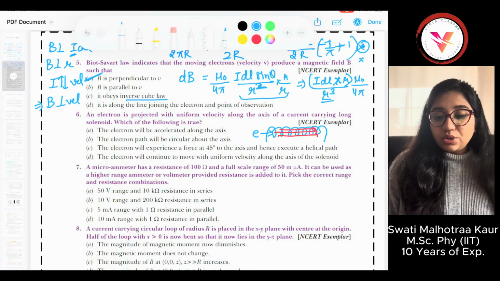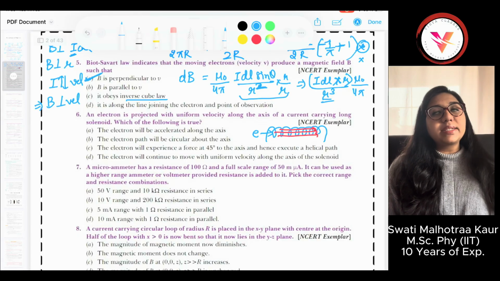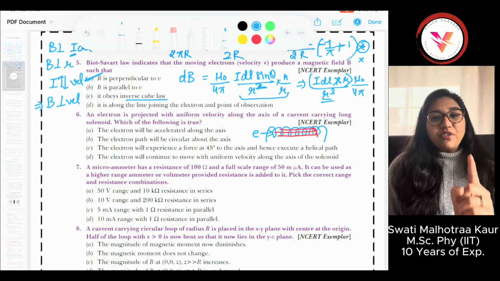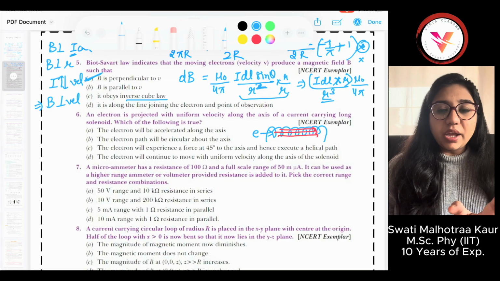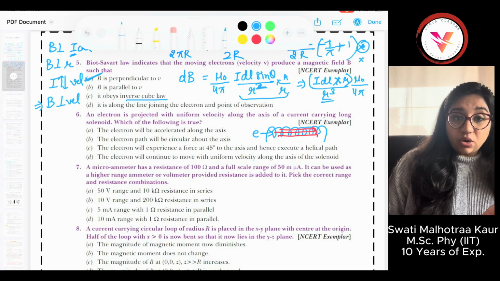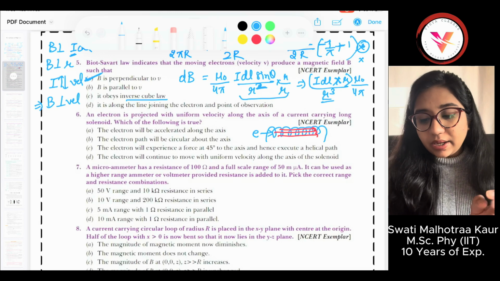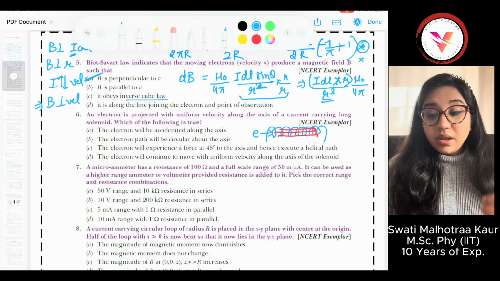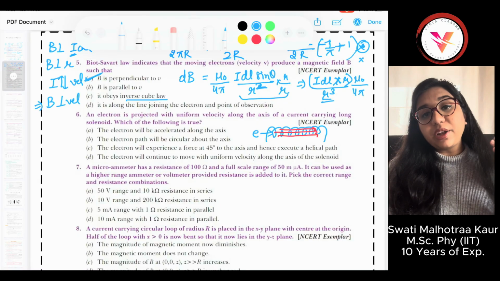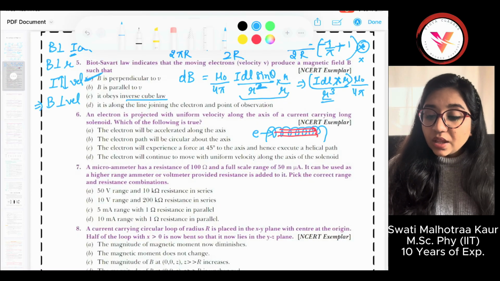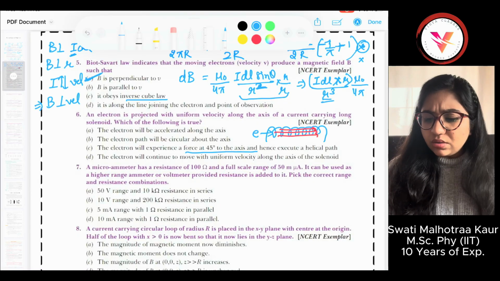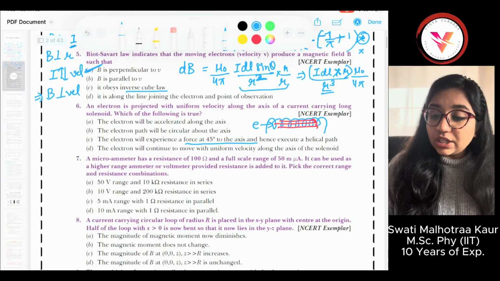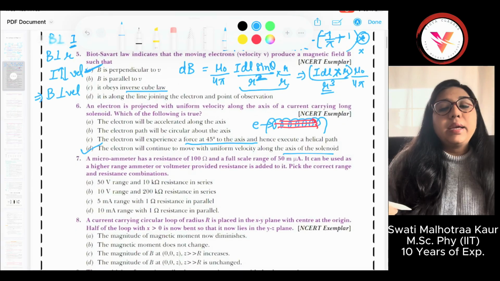Because the magnetic field is uniform, so electrons will be accelerated along the axis? No, a magnetic field cannot change the speed. It only changes the direction of the electron, so it cannot accelerate it. So the electron path will be circular about the axis? No, because it moves in the direction of the magnetic field, so it keeps moving along that. Will experience a force at 45 degrees? No. It will continue to move with uniform velocity along the axis of the solenoid. That is the correct one.